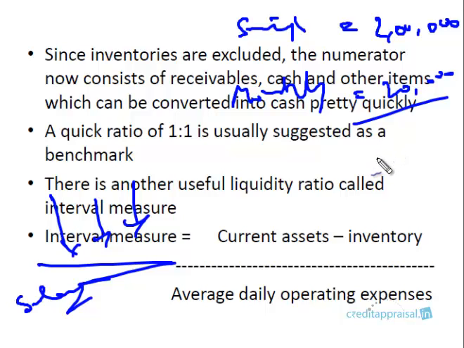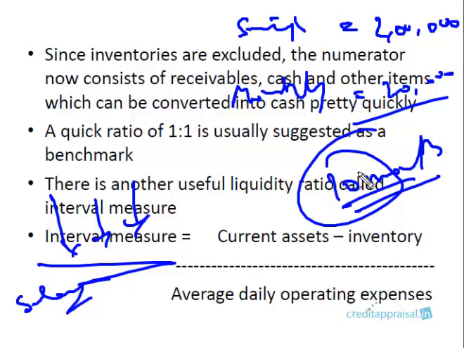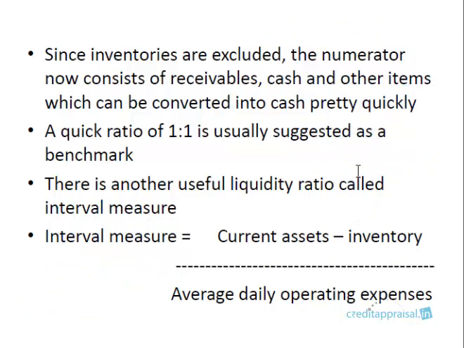What this means is that even though you are not going to get salary, you can survive for 10 months. If your operating expenses are 20,000 per month and you have savings of 2 lakhs, you can survive for 10 months even without getting salary. This is what this ratio, the interval measure, tells.